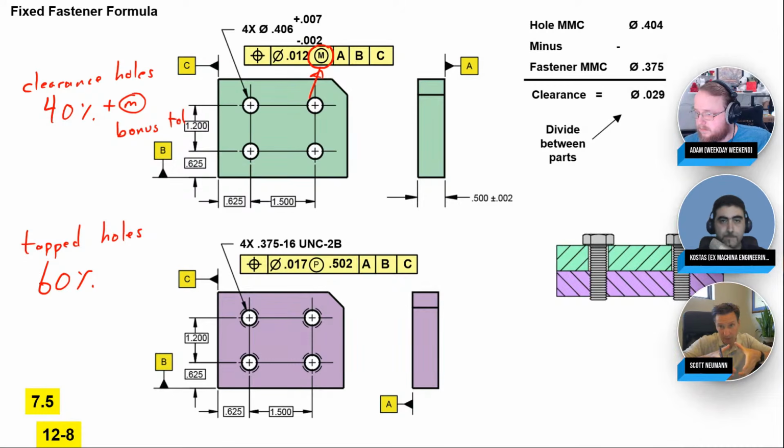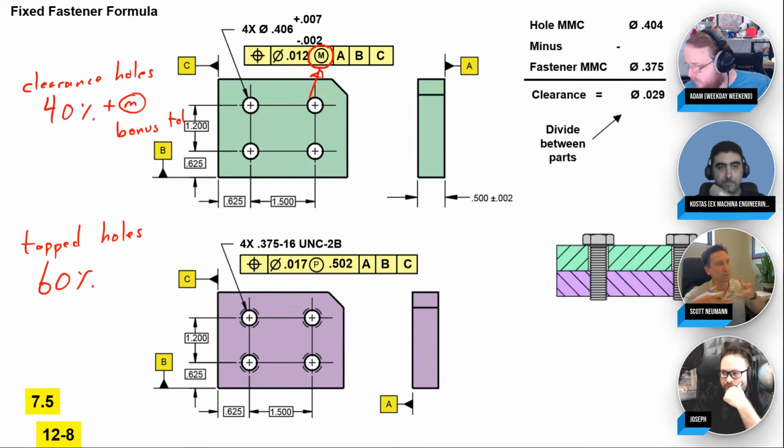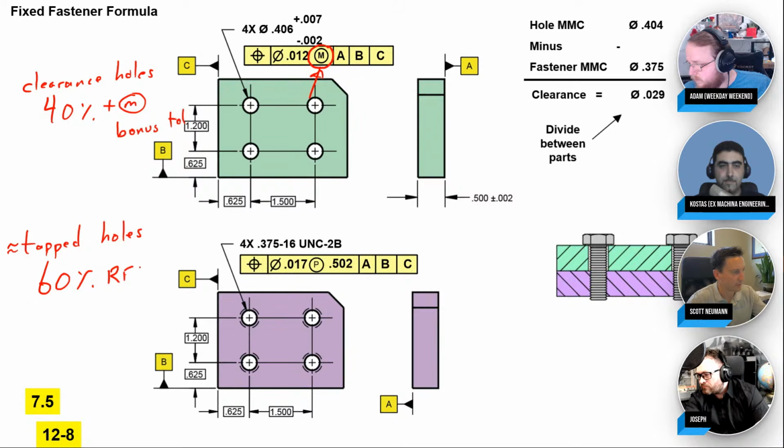But the MMC modifier says if you make the hole bigger, you create more room, you create more clearance. And so we could use that as additional position tolerance. So it's the 40% plus the bonus tolerance you get from the MMC modifier is going to be about equal to 60% when you keep it regardless of the feature size. So that's the reason why, and it's hard to come up with that because we didn't really go over the MMC modifier very much, but basically what it says is at a 404 size, that's your MMC size, you get your position tolerance of 12 thou.